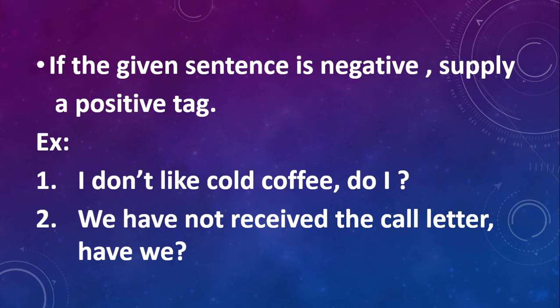The second rule: if the given sentence is negative, supply a positive tag. Example, I don't like cold coffee. Here you can see that there is the presence of don't, do not, in the sentence. So the sentence is negative. In order to make it positive, you have to remove the short form of negativity, n apostrophe t. Just remove it.